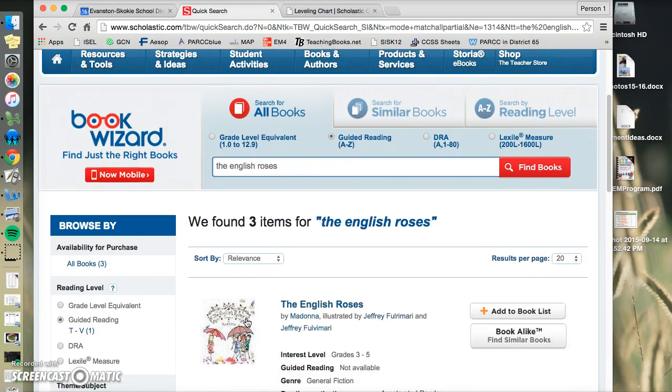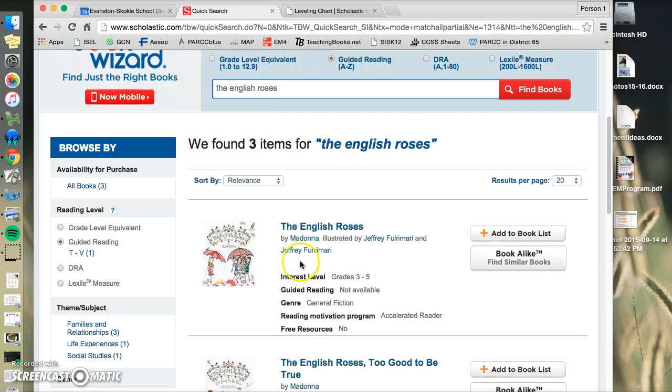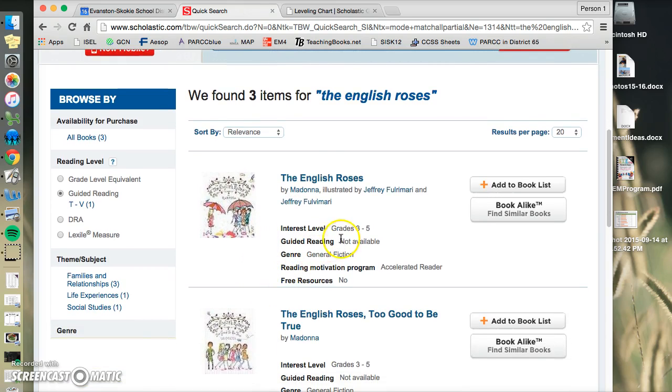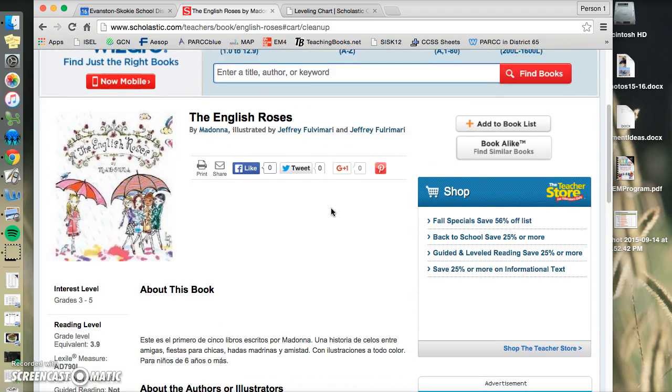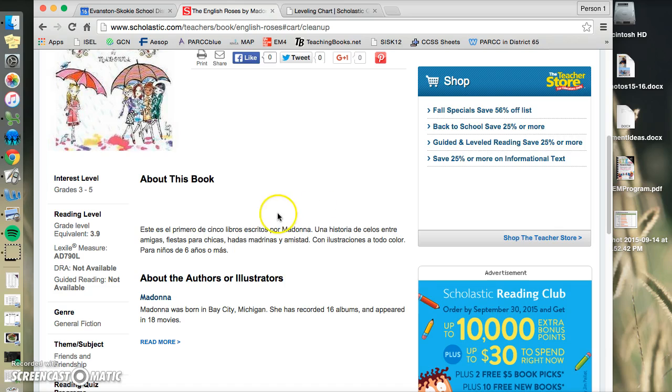So, for English Roses, for example, by Madonna, guided reading level is not available, but it does have an interest level, so I want to click on here anyway to see what it takes me to. There is some information in here, and it's in Spanish. That's awesome. Guided reading level is 3 and 9/10. The Lexile is 790. The DRA is not available. Guided reading level is not available. But don't give up, because the Lexile is actually a helpful way to figure this out.